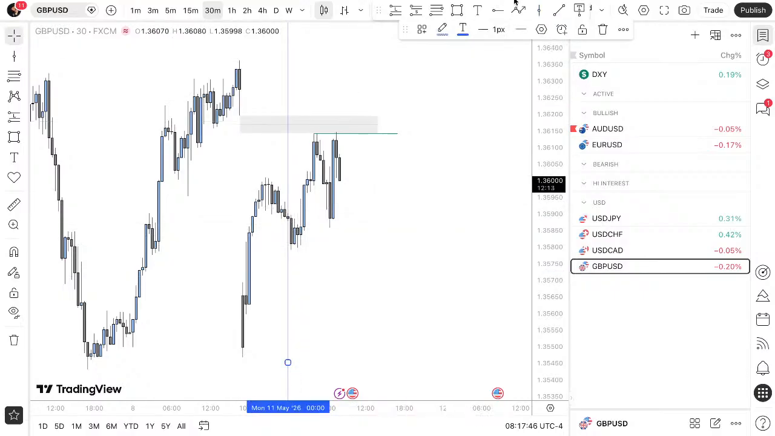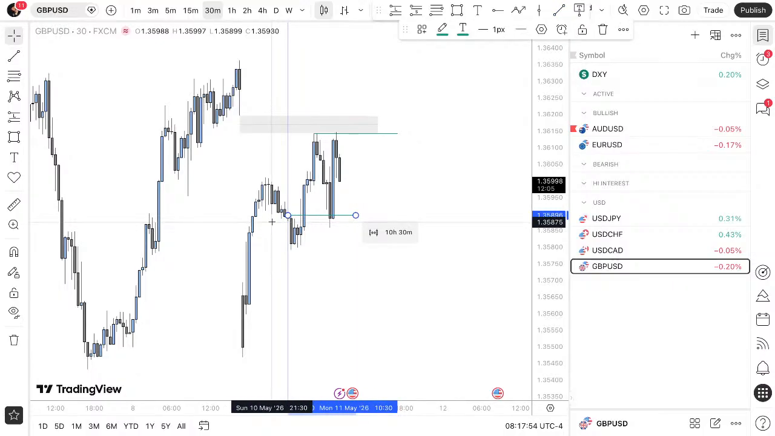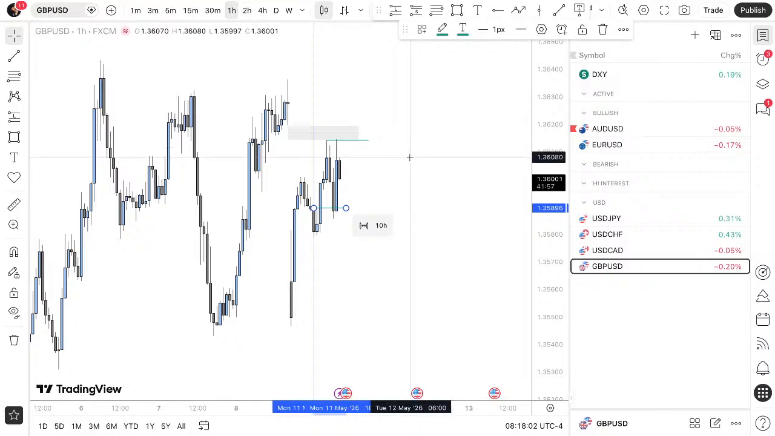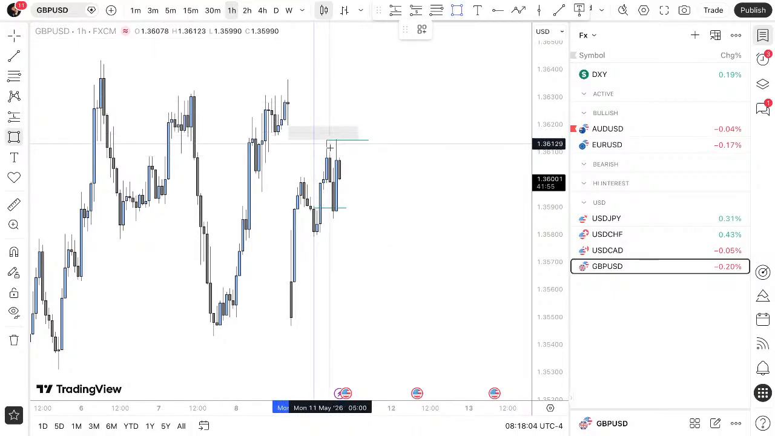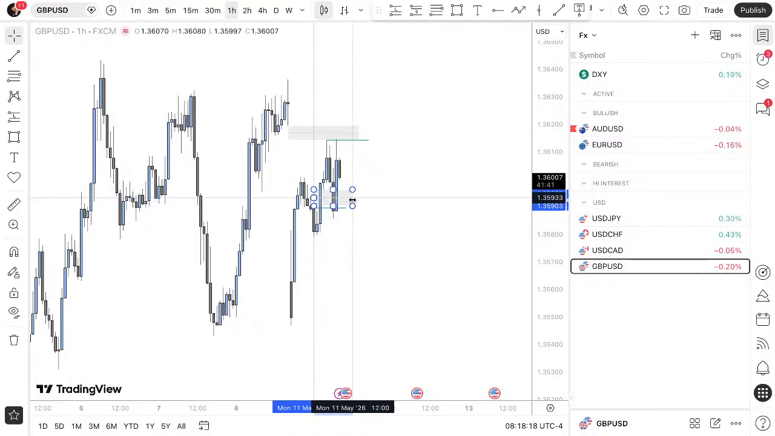And the midnight open. Again, power 3, open, manipulation, accumulation, distribution, pull back into it. Oh, there's no into the hourly, because there is an imbalance here. The only thing is we've already filled it. There we go. Can go in here.